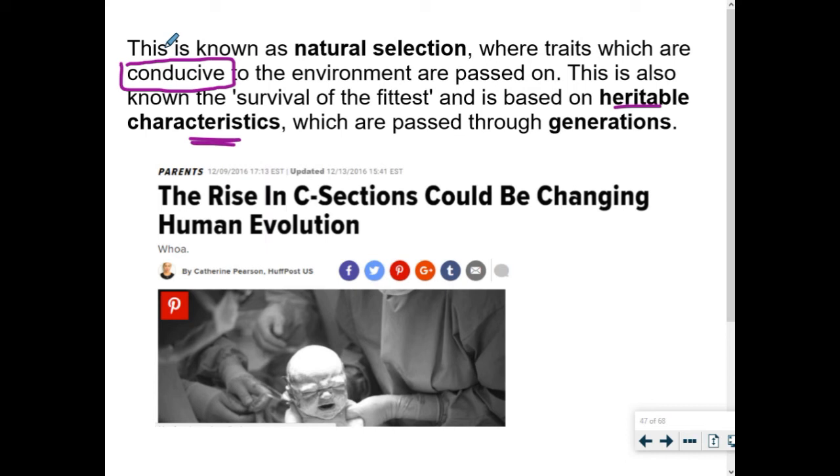Now, we don't want that. We don't want people dead, right? So I think no one is advocating that we stop doing C-sections. But anyways, very, very interesting topic. Okay, I have 10 minutes. I've got to get finished here.